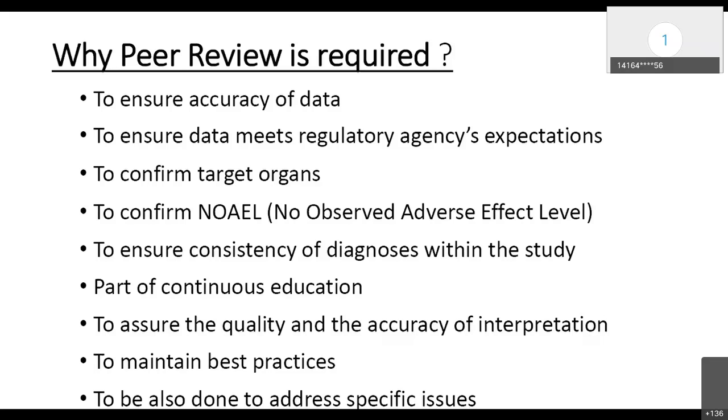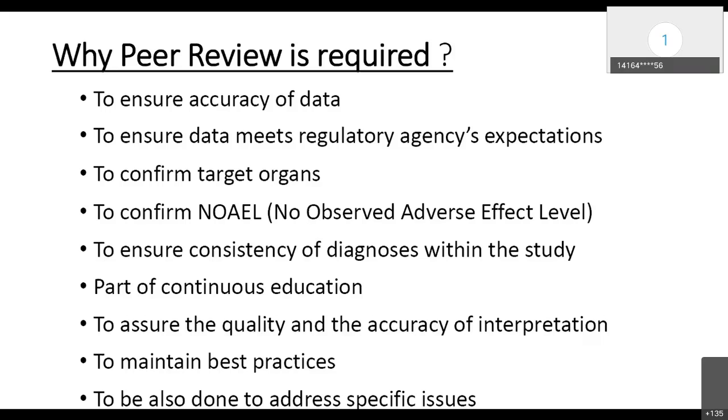So based on the findings, the study director would declare the NOEL based on the overall data and effects on various parameters that have been monitored during the study. So if peer review is done, then that can also help in confirming the NOEL. And this will also ensure that the diagnoses or changes which have been reported in the study have consistency. There is no change from pathologist to pathologist.